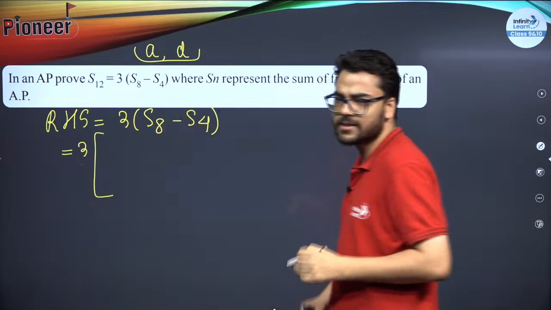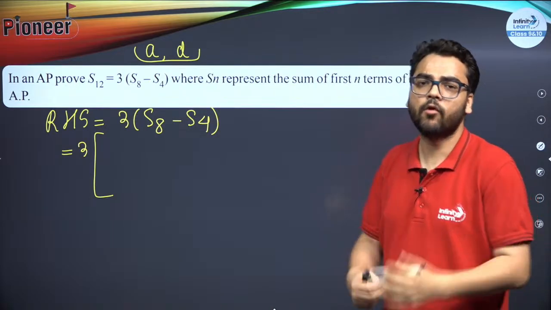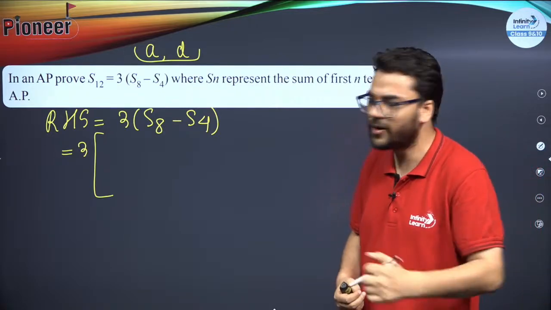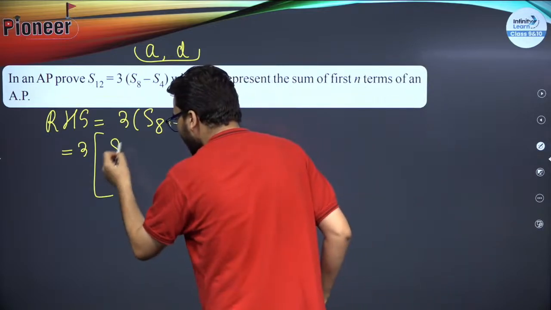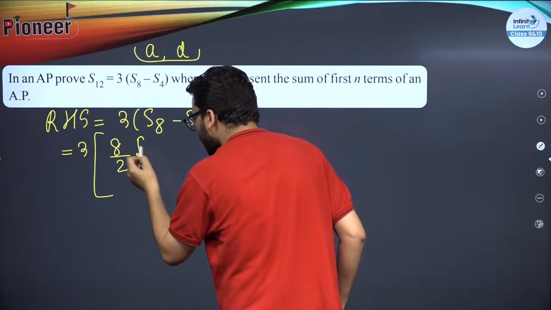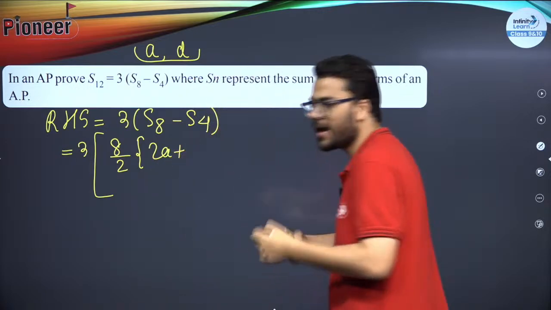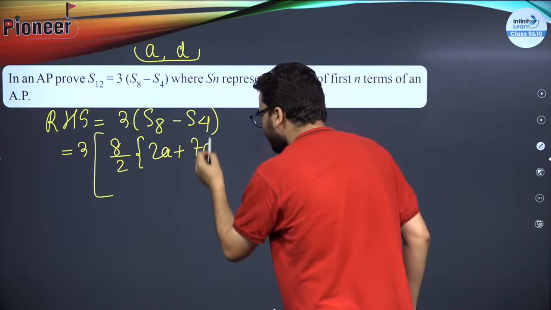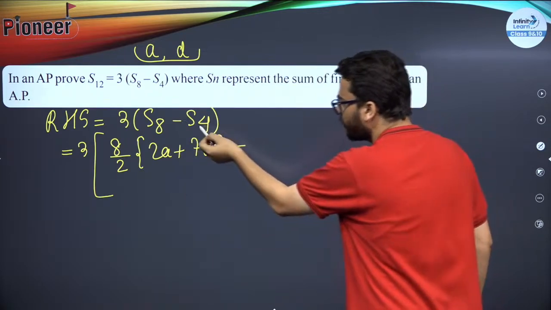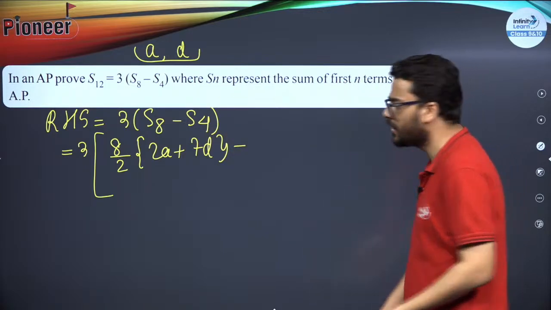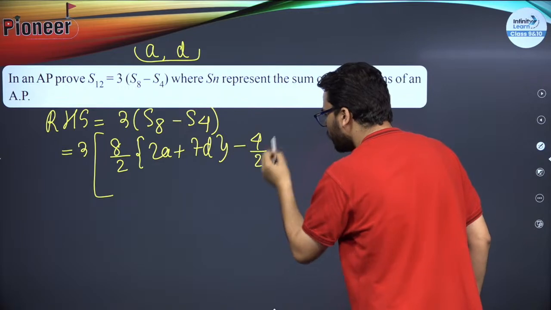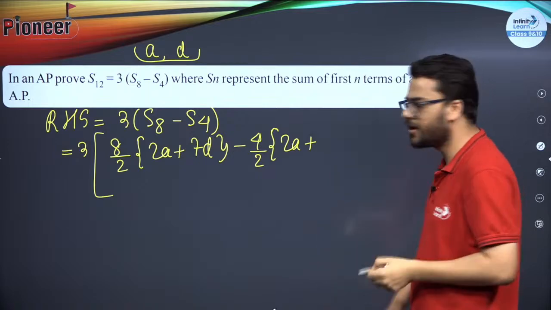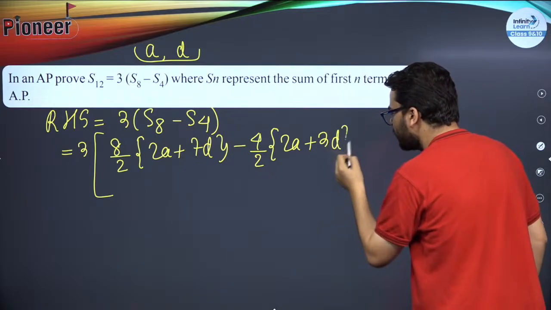So S8 will be what? Sum of the first 8 terms of an AP. What is the formula to find the sum of the first n terms of an AP? That is n by 2 into 2a plus n minus 1 into d. So 8 by 2 into 2a plus 8 minus 1 into d, or you can say 7d. Correct? Minus S4 will be what? Sum of the first 4 terms of an AP. So 4 by 2 into 2a plus 4 minus 1 into d, or you can say 3d. I hope this is clear up till here.